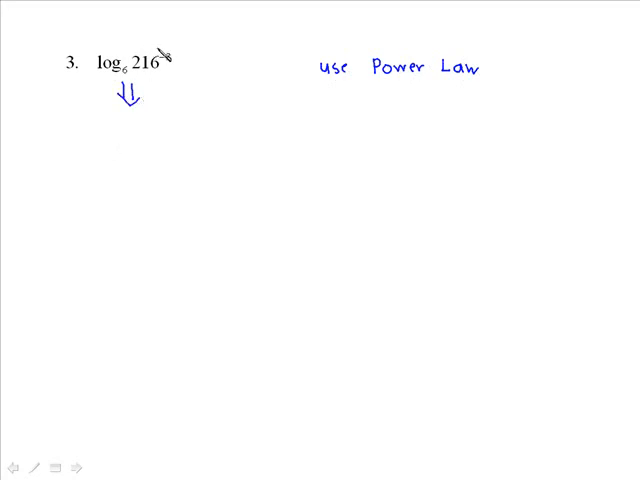So the power law, at least the version that I'm going to use of it, you can go both directions with it, allows us to take that negative 2 and multiply it in. So this becomes negative 2 times the log of 216 base 6. And then you got to think, 216 is equal to 6 to what exponent? Now you don't see that one very often, but in fact it is equal to 3. 6 to the 3 is 216. So this, therefore, is negative 2 times 3 is negative 6.